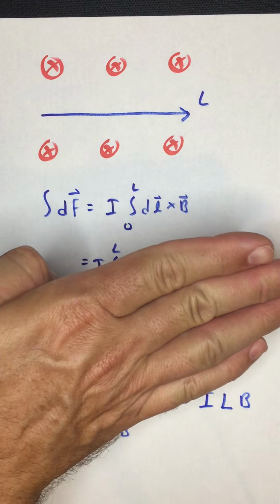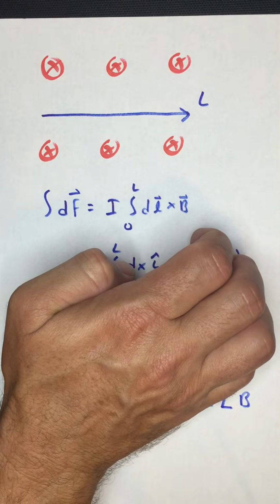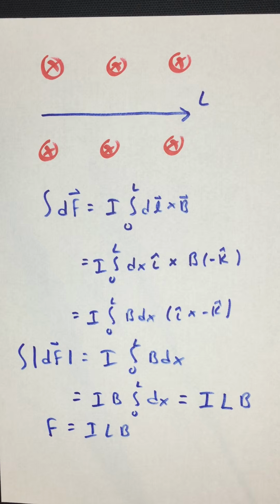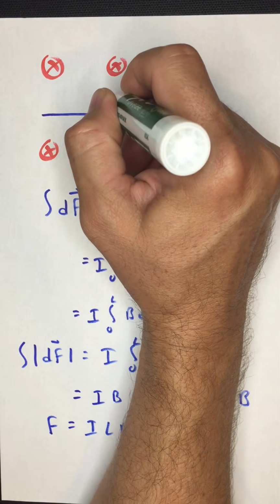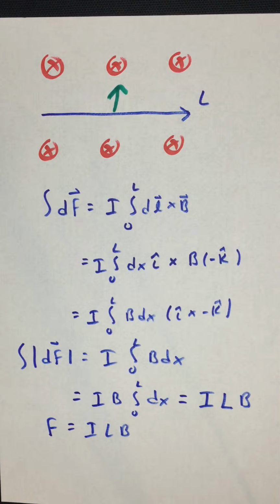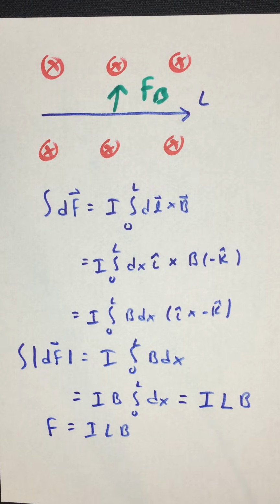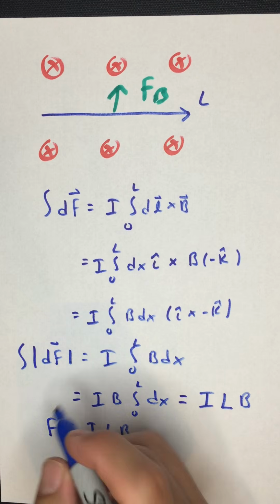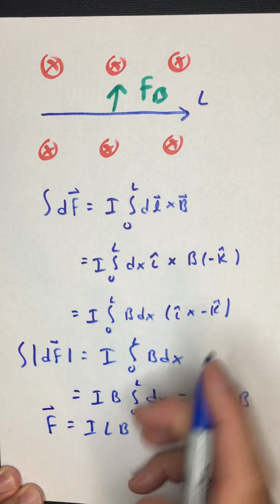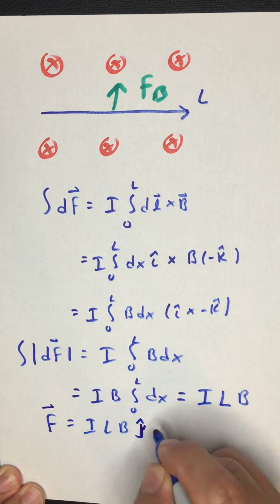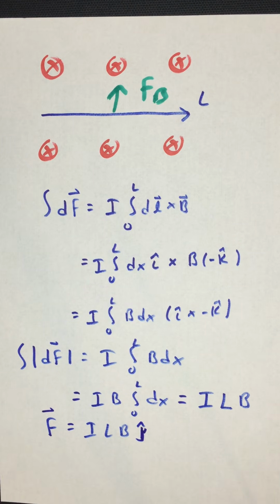I put my fingers in the direction of the current, curl them in the direction of the field, stick out my thumb. That gives me the direction of the force. This wire will feel a force upwards like that. So this is the direction of the force. That enables me to do something simple like this. Force is equal to ILB, let's just say, j hat, and the upwards y direction, if you want to call that j hat. Okay, hopefully that makes some sense.